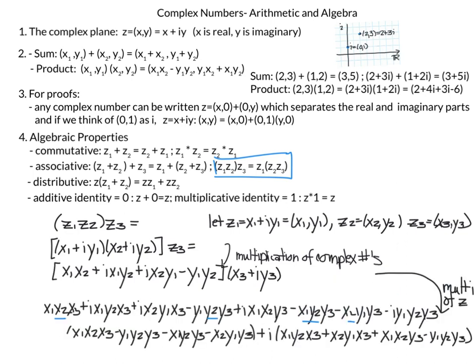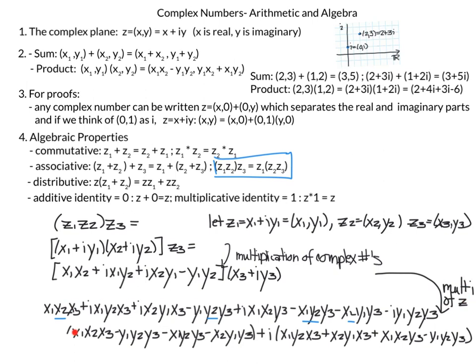Multiplying this out, so I'm going to start by multiplying x3 by each term here, and I get these first 4 terms. Now I start multiplying i y3 by each term, so I have i x1 x2 y3. Here I have my i times i, so I have a minus x1 y2 y3. Here I have again a minus x2 y1 y3, and then here I have my i y1 y2 y3.